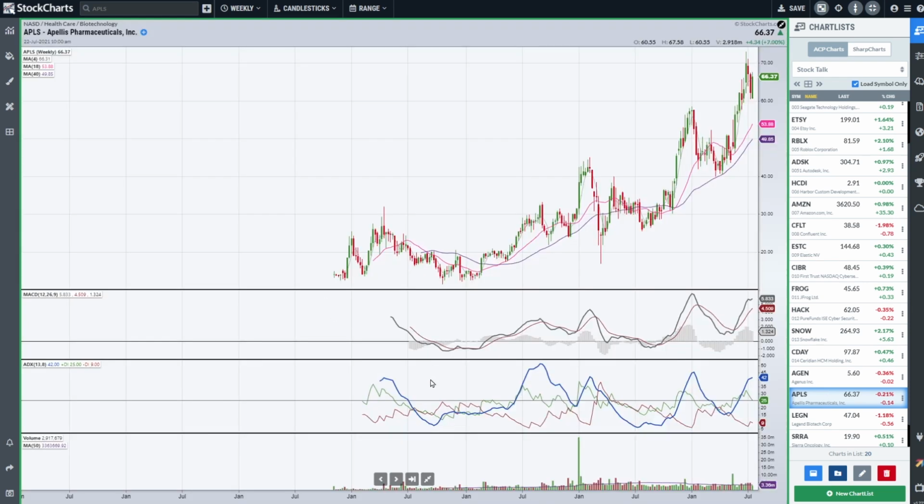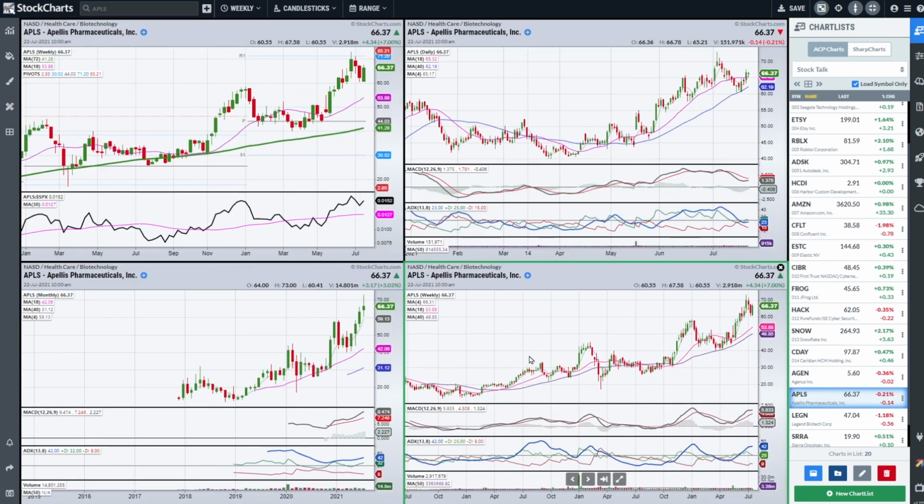APLS is our next symbol. So a pretty good trend here. It's actually pretty strong, and the ADX is in good condition. The one negative is you really don't have entry right now. I mean, I think there's decent support at 60. If I'm in this, I want to hold it because I like the momentum conditions.